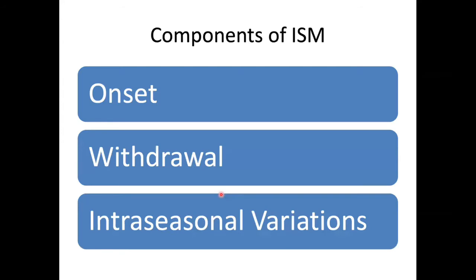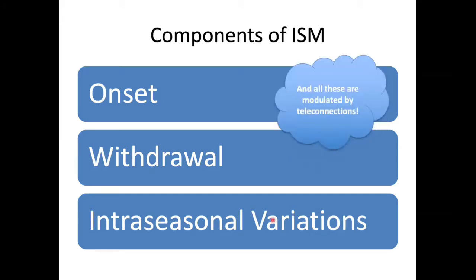So in terms of components of the Indian summer monsoon, there is an onset of monsoons, there is withdrawal of monsoons, and many things that happen in between onset and withdrawal in terms of intra-seasonal variations. And all of these are modulated by large-scale teleconnections, say, for example, the SSTs over the Pacific or Atlantic.